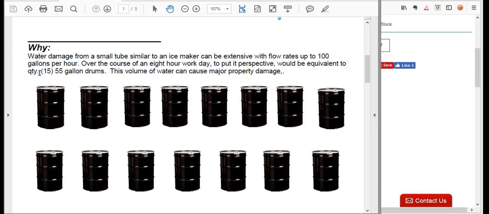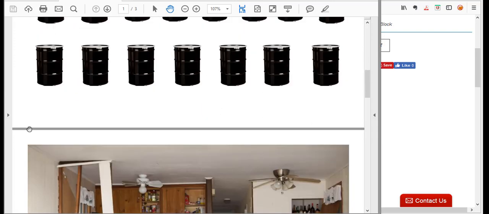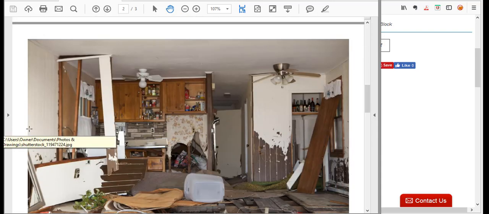This volume of water can cause major property damage. Below is a pictorial of the volume of water that can actually leak from a 1/4-inch tube throughout an 8-hour workday. A broken water line can cause serious property and structural damage as shown here.